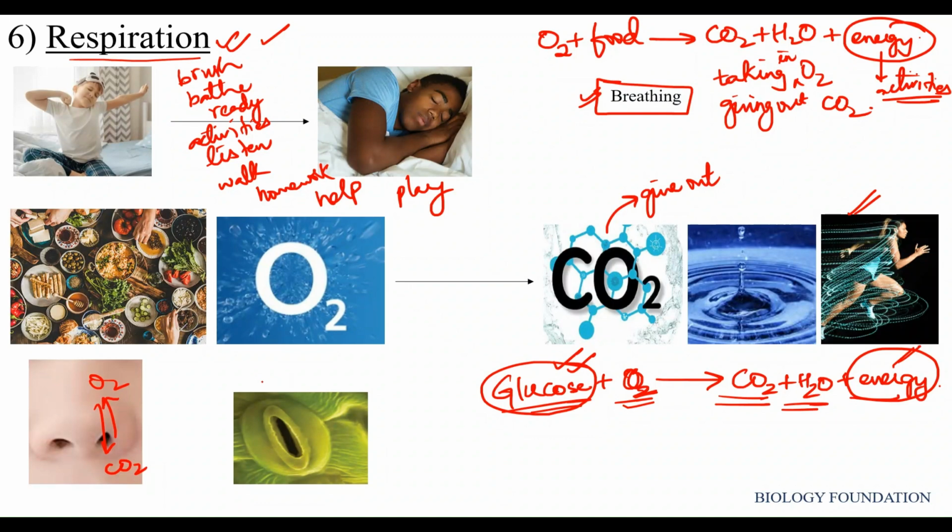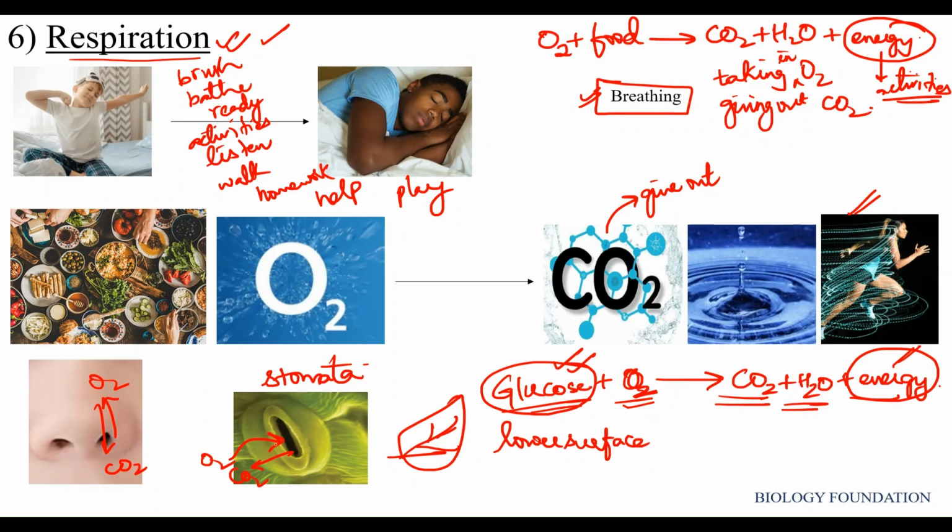No. Plants have special structures known as stomata. These stomata are present on the lower surface of the leaf. They are basically pores which help in the exchange of gases. So oxygen is taken in and carbon dioxide is liberated out.